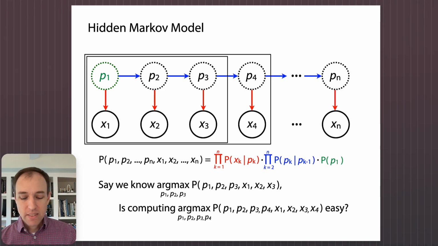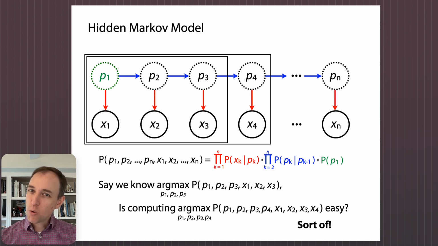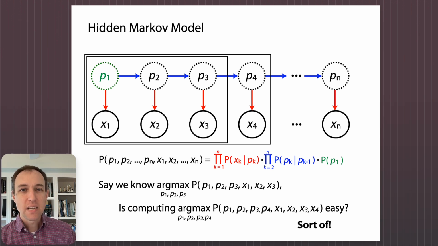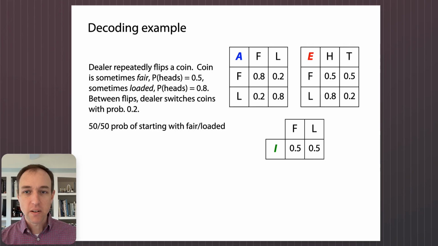Okay, the answer is sort of. Not quite yes, not quite no. It is more complicated than the joint probability, but still doable. Not much more complicated. Okay, why is it more complicated than the joint probability? Well, let me show you an example that makes this clear.